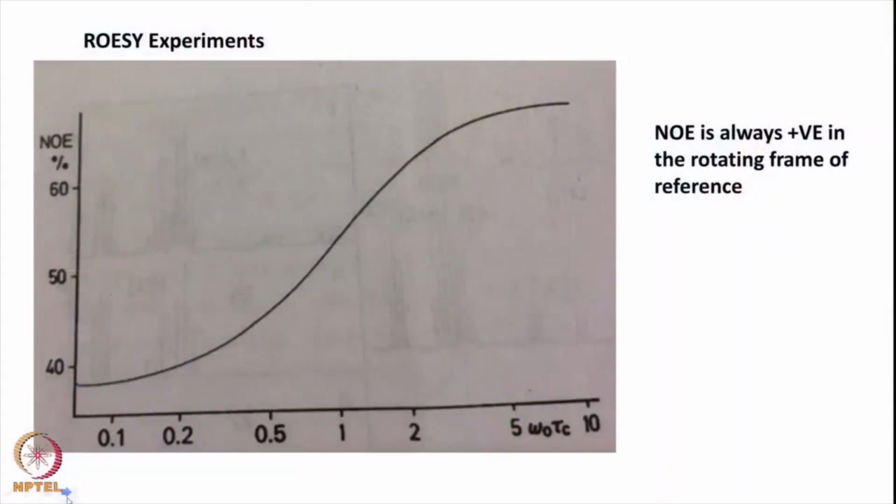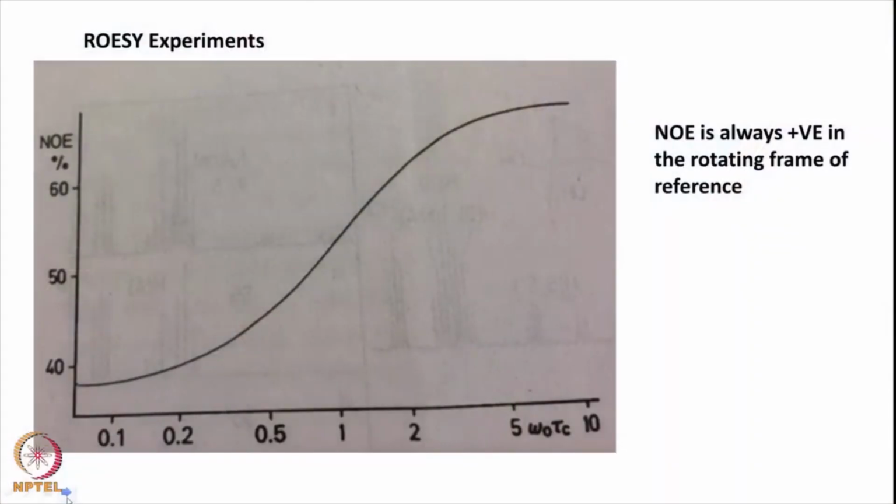So, if we increase the mixing time we first see proton number 2, then we see proton number 3, then we see proton number 4 and so on and so forth. Okay. So, that is the beauty of the 1D TOCSY experiment, it can be done easily and in a quicker time.